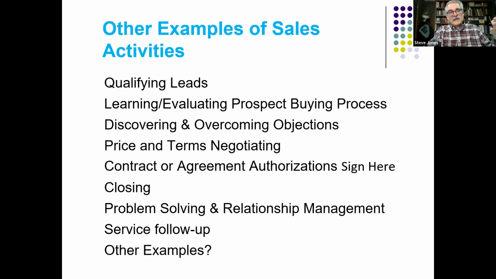And some of the other aspects of sales are things like qualifying that lead. When the lead comes in, asking the customer the questions: do you have the authority to buy? Do you have the money to buy? Do you buy the things that we sell? Qualifying that lead is part of sales. Learning and evaluating how customers buy, what they buy, what the process for their buying is, is part of the sales process. Discovering and overcoming the real objections that people have.